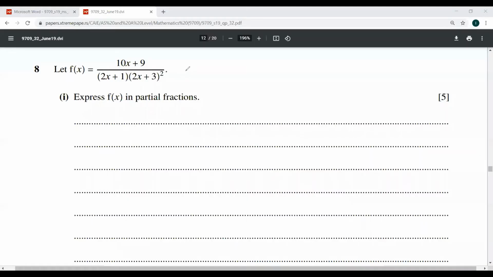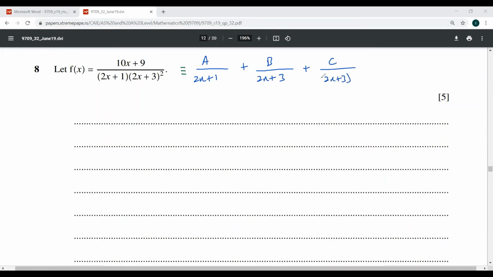So I'm going to start working right from here. Okay, we have to write the partial fractions for this. So this would be a over 2x plus 1 plus b over 2x plus 3 and then plus c over 2x plus 3 whole square. And you should always check whether this is a proper fraction or an improper fraction. I didn't do that, so I'm just checking that. So if it's an improper fraction, you know how to deal with that.